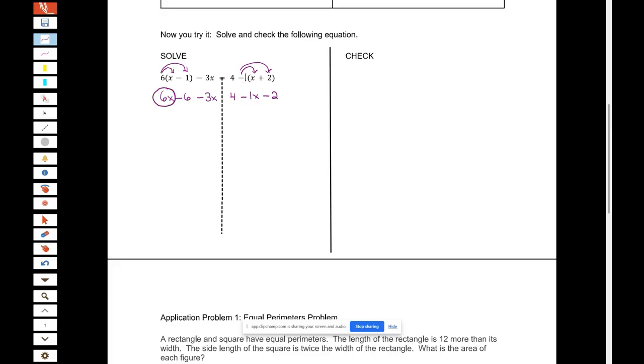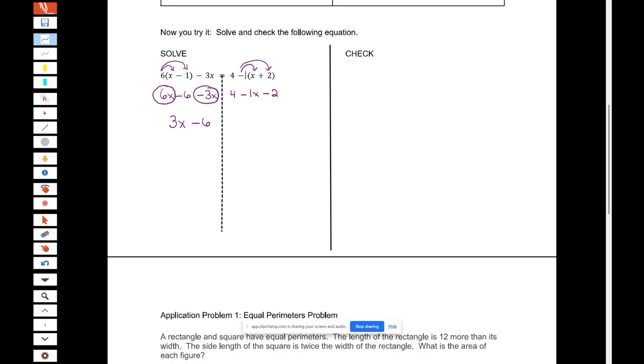So I have a 6x and I have a -3x. Make sure that if you're circling your like terms or highlighting them, that you circle or highlight the sign to the left of it because it has to be included. So 6x minus 3x is 3x. And then I have that -6 I need to write down. Over here, I have a -1x. I don't have anything to combine with it.